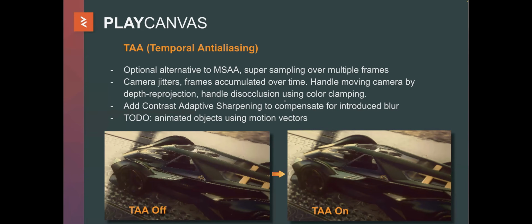We handle the moving camera by depth reprojection, so we know where the pixel was the previous frame, and handle occlusion using color clamping. And as you know, TAA tends to add a little bit of blurriness, so we add sharpening on top to compensate for this. So far, we only handle the moving camera, even though this solution seems to handle moving objects reasonably well, but we'd like to improve it and use the motion vectors to handle that. That's to do.